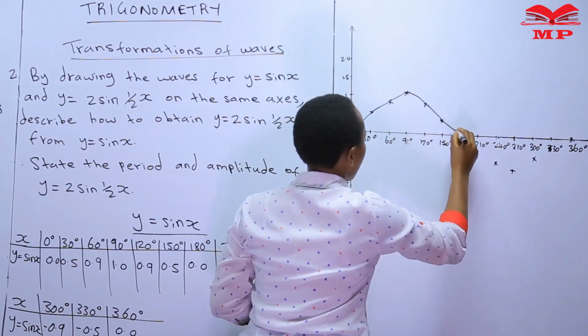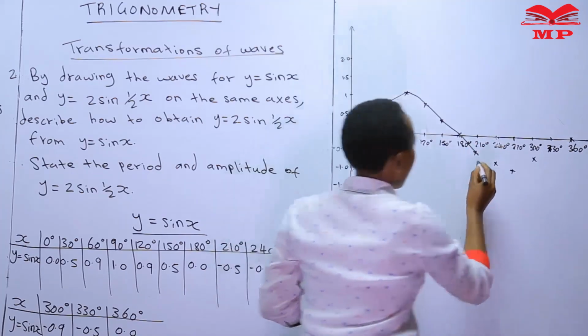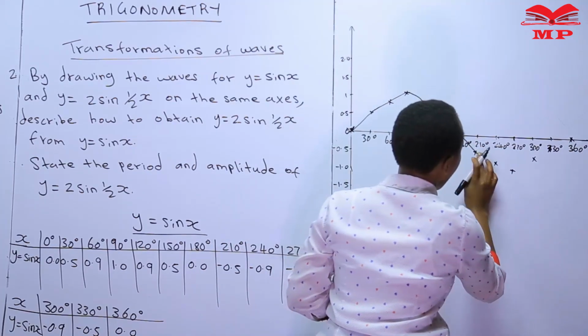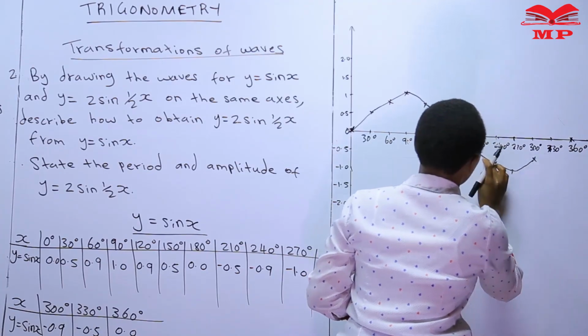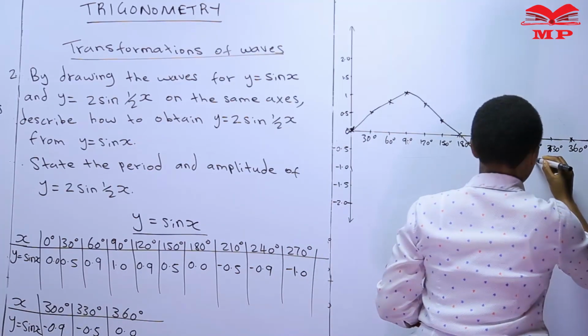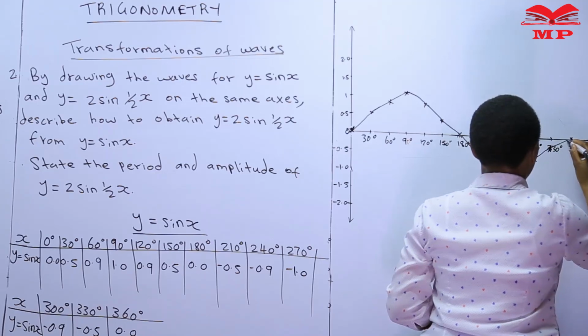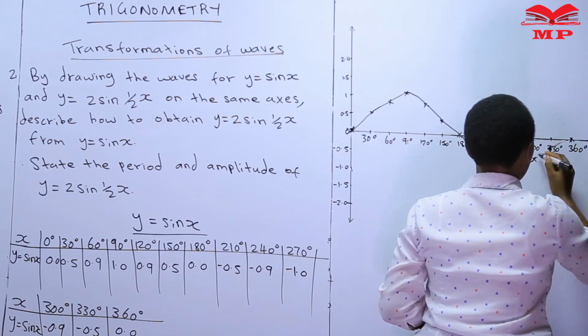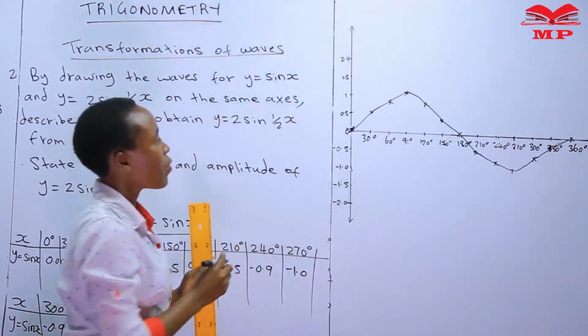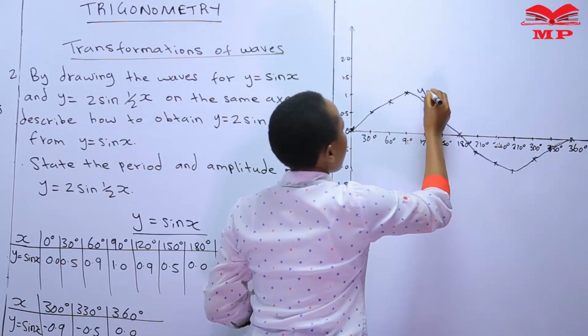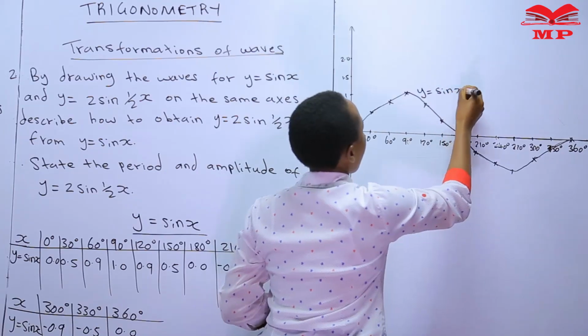In your graph book, it should be very smooth. So this is what we have for the curve. Then we now need to name it. After plotting, we need to name it. So that's what we have for our curve: y is equal to sine x.